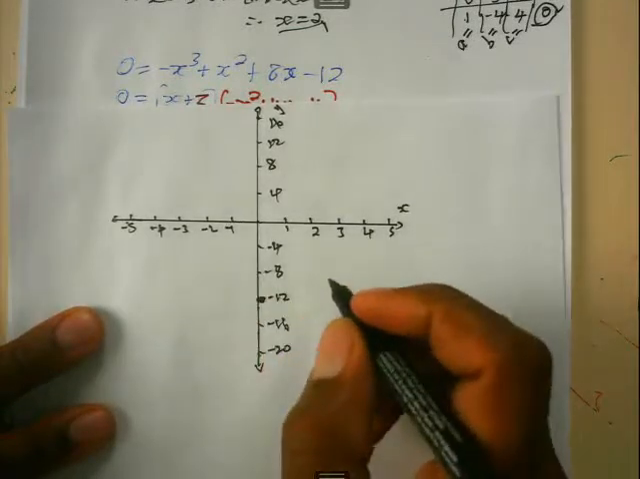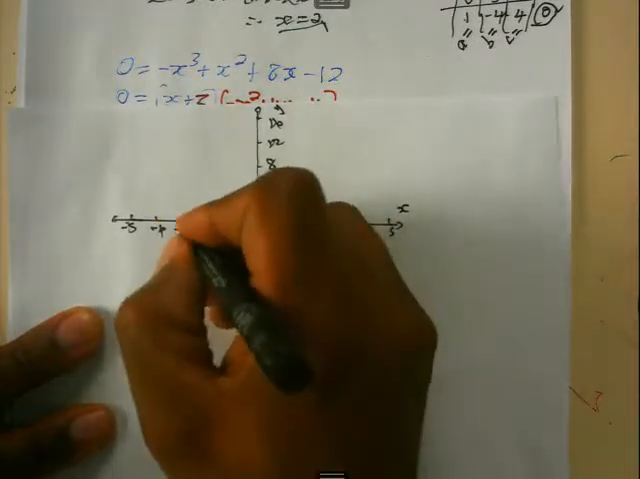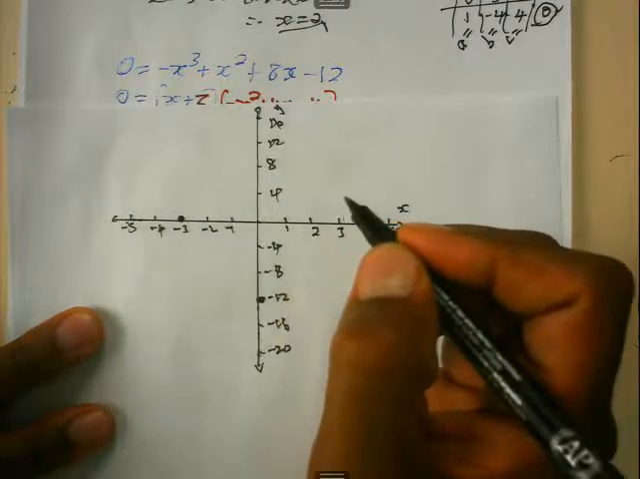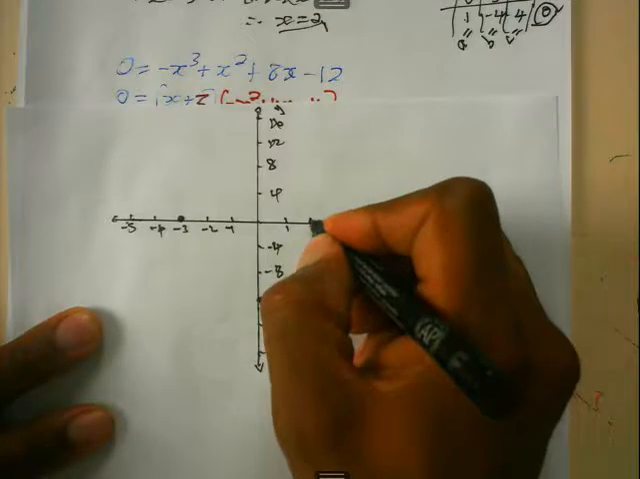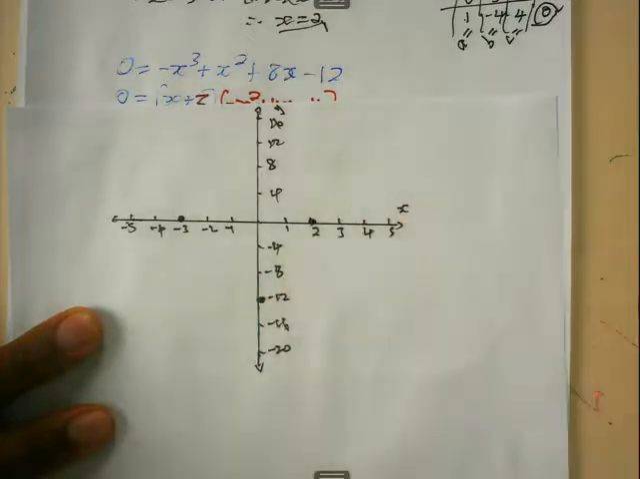What is x? Of course, x is minus 3. And then y is what? Also, the other x here is positive, x is positive 2. Now we have the x as well as the y-intercept.